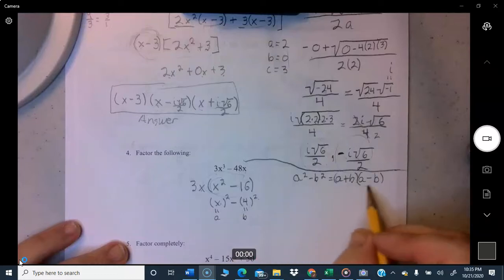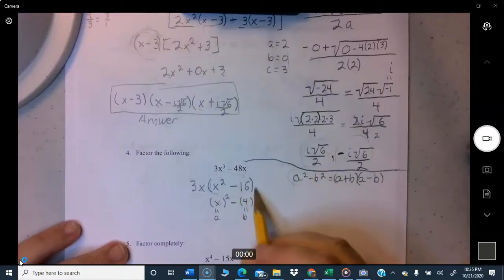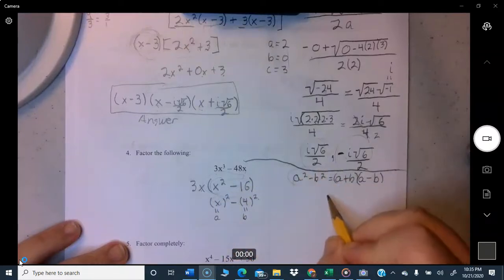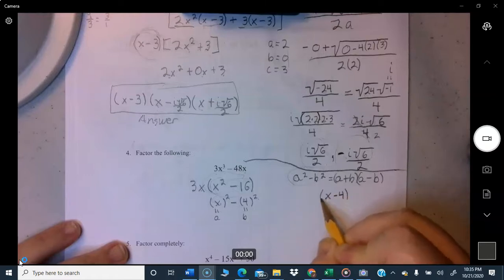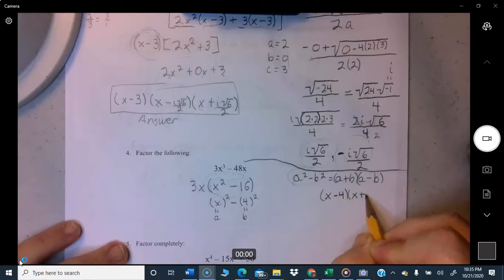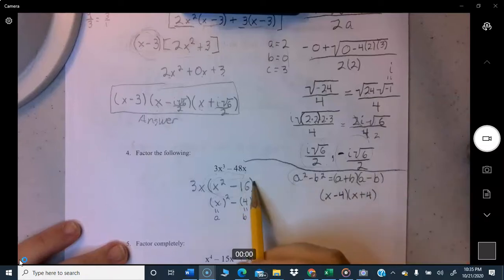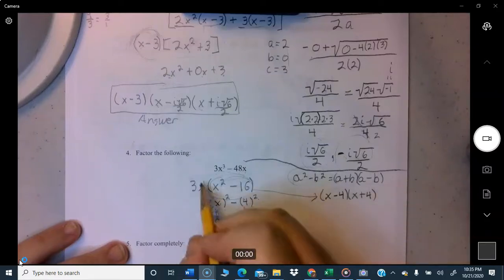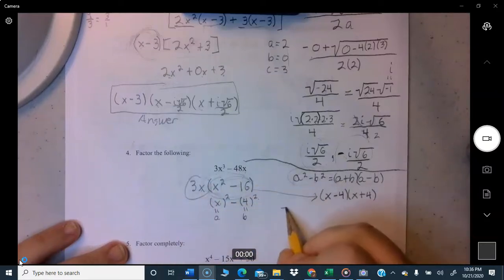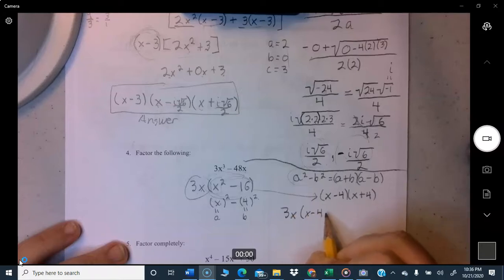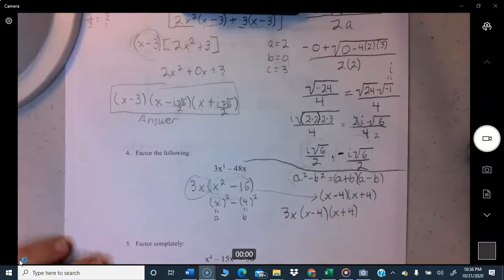So we just come up here and plug it in. Now we want to get this, so it's going to be x minus 4 times x plus 4. So that is this factor. That will give you that. Okay, now we come back and write the whole thing, or we can do it right here. We have this 3x. Don't forget about that. You have to attach that back on. 3x times x minus 4 times x plus 4. And that's your answer.